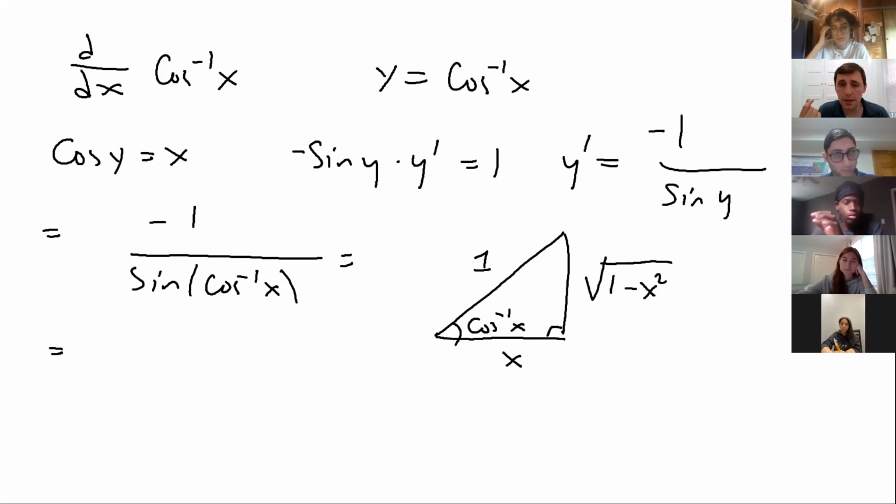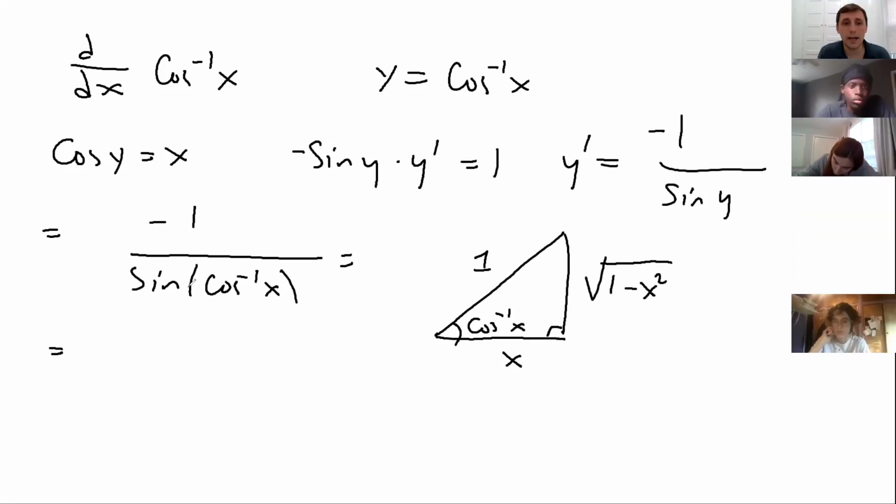Cosine inverse of x is what? It means apply cosine to me and you get x. If you apply cosine to something, what can you apply cosine to? To an angle. Yes? To an angle. So cosine of an angle is going to be what? Adjacent to hypotenuse. And adjacent over hypotenuse is claimed to be x. That's what I do, right? So that's how I calculate this triangle.